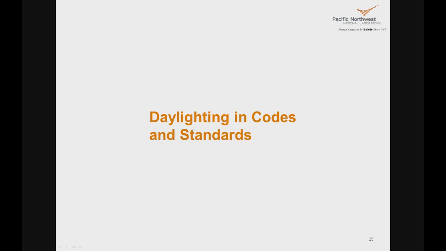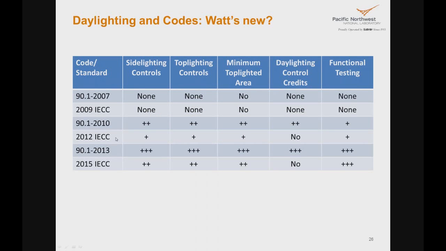Buildings and spaces come in all shapes and sizes, and it's difficult to write a one-size-fits-all solution. But at the same time, attempts have been made to incorporate daylighting requirements into the codes, starting with the 90.1 2010 edition. Previous to 90.1 2010, there were no requirements to put daylighting controls into buildings, at least not from code.